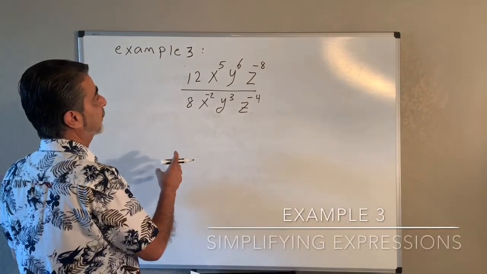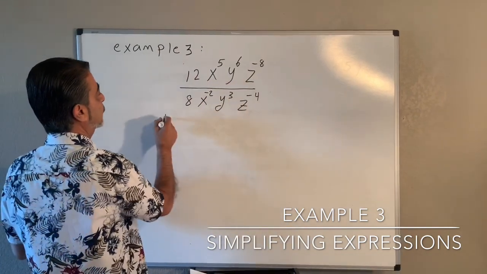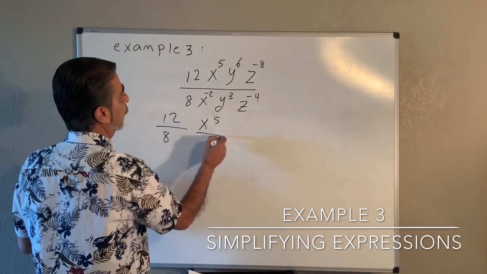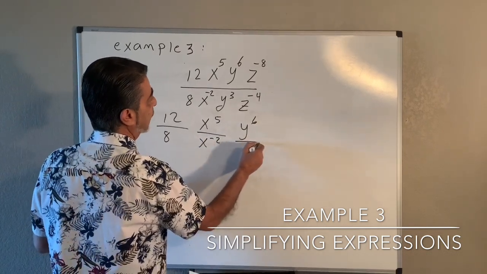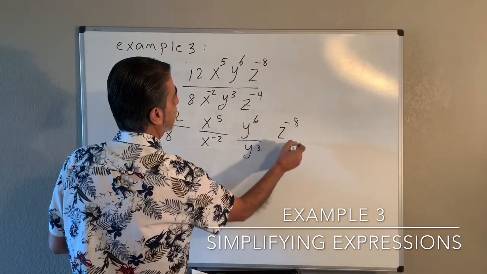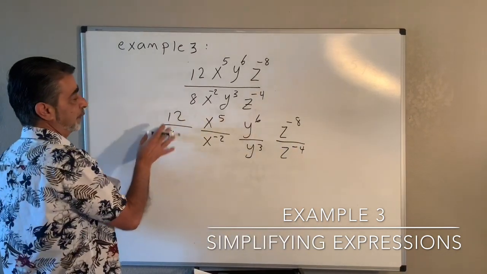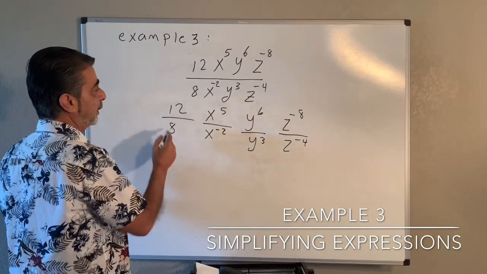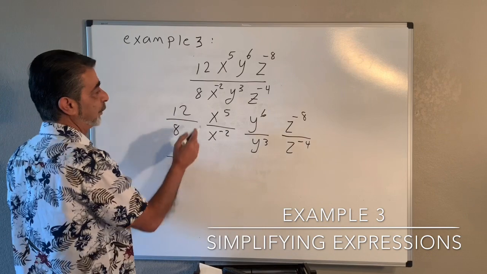Okay, the third example is we have to simplify this. To simplify it, first we do the numbers, 12 divided by 8. Then we have x to the power of 5 over x to the power of negative 2. Then we have y to the power of 6 divided by y to the power of 3. And then we have z to the power of negative 8 divided by z to the power of negative 4. To simplify 12 divided by 8, they both factor by 4. So if we divide 12 by 4, that's 3, and over 2. We're done with that one.